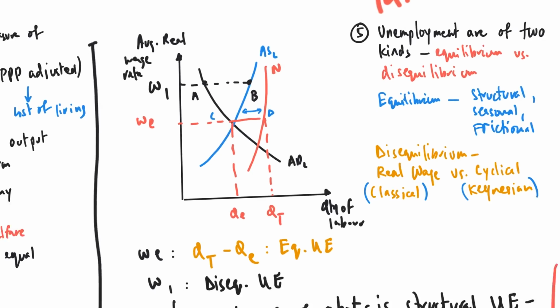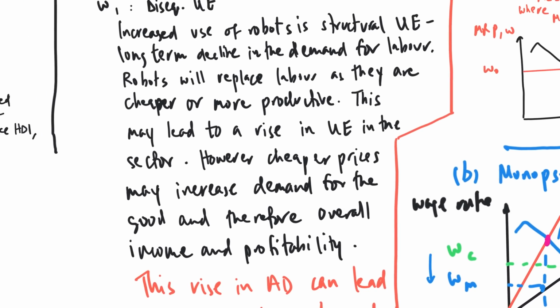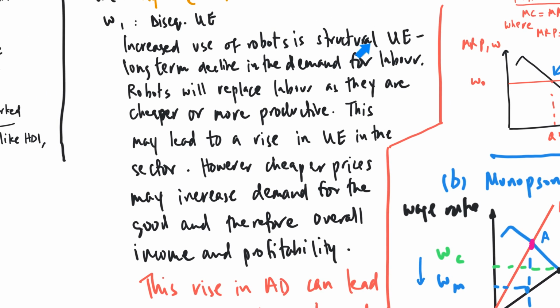But then we talk about this, that increased use of robots is what we call structural unemployment, where the long-term decline in demand for labor will take place as some industries no longer require labor. Robots will replace labor as they are cheaper and more productive. This may lead to a rise in unemployment in the sector.